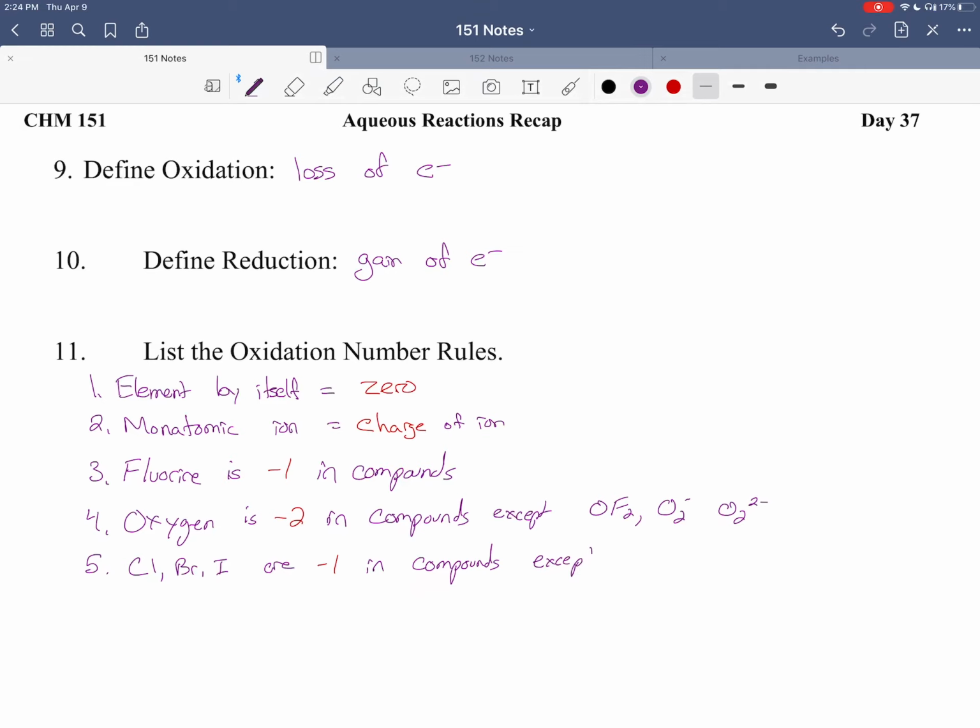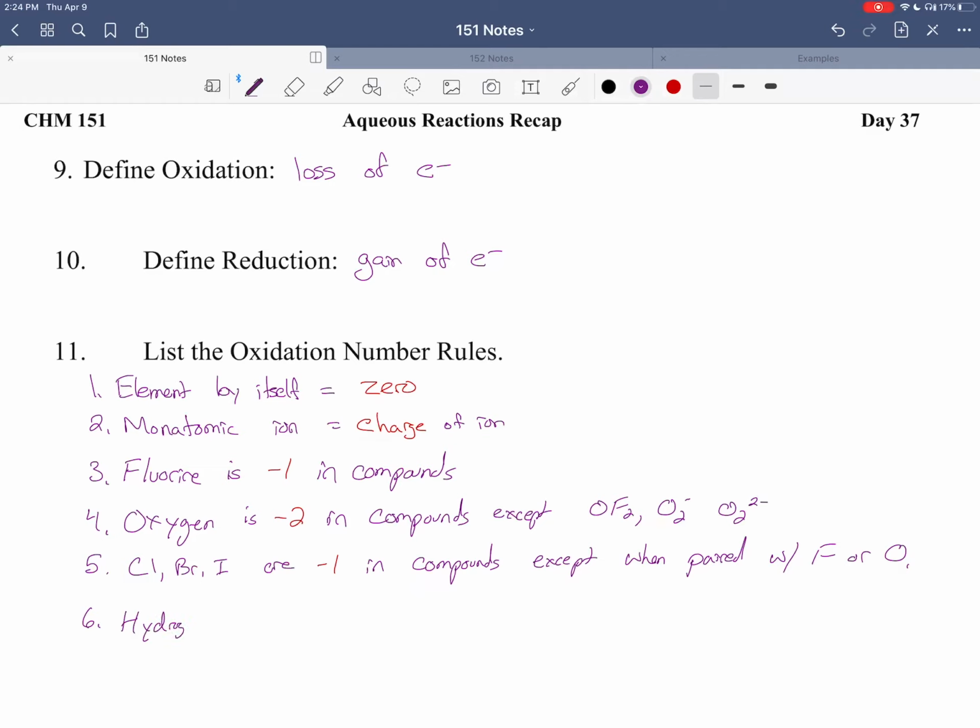except when paired with fluorine or oxygen. So basically, if Cl, Br, or I is a central atom, it's not going to be -1.